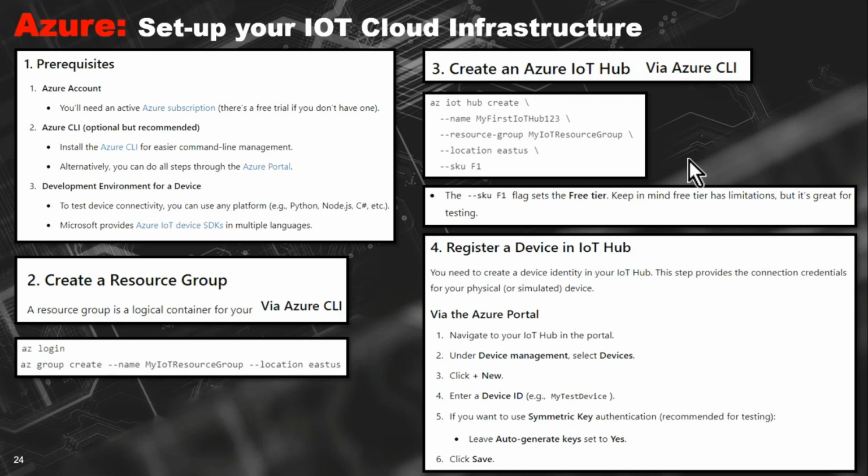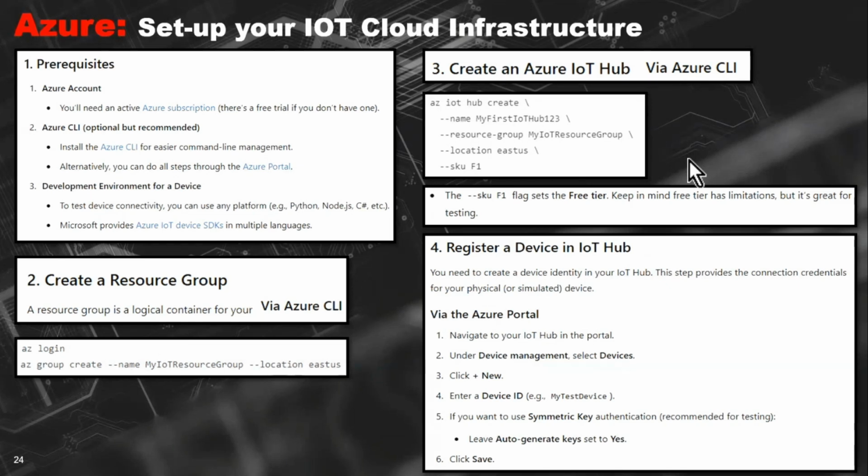So you want to then create a resource group, and you can create a resource group as in the slide via Azure CLI. And then if you look at the third step, you need to create your Azure IoT Hub. Again, this example is doing it through the command line interface. The --sku F1 sets the free tier. Keep in mind the free tiers do have limitations, but obviously very helpful for us in development and testing.